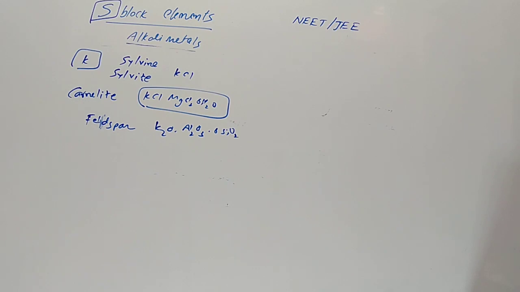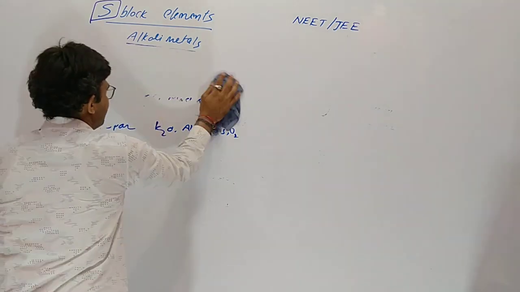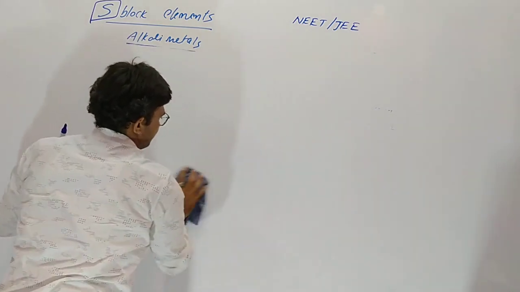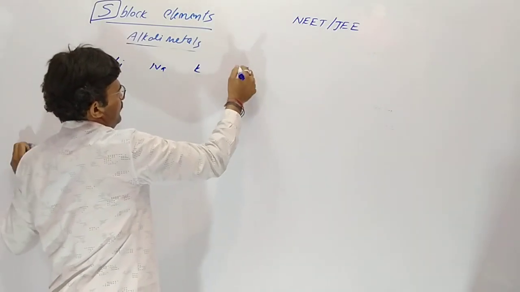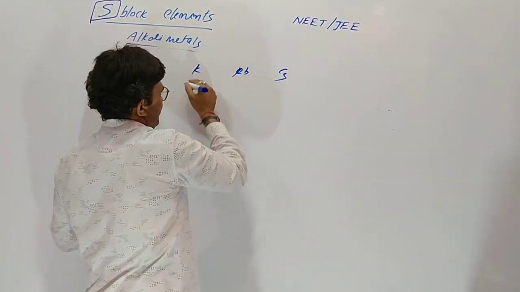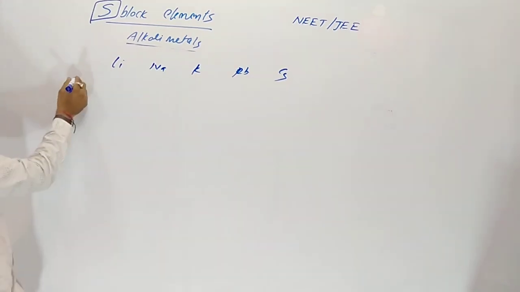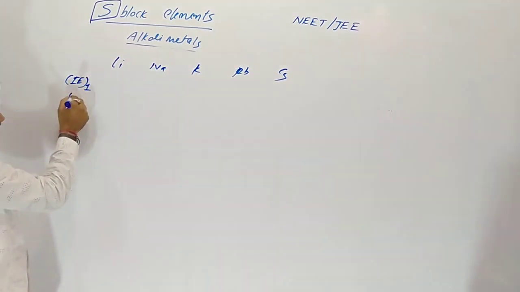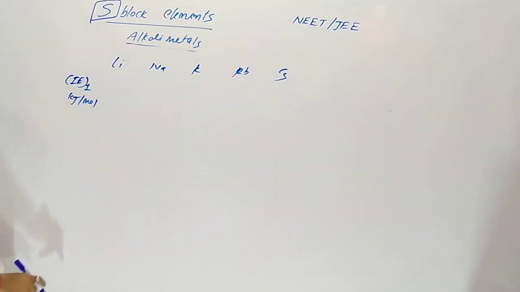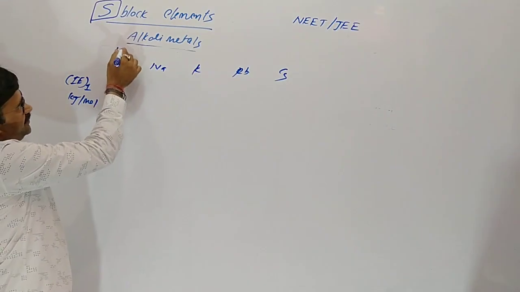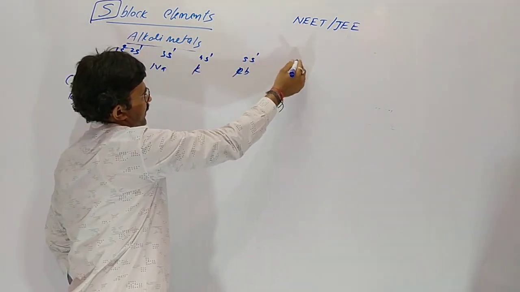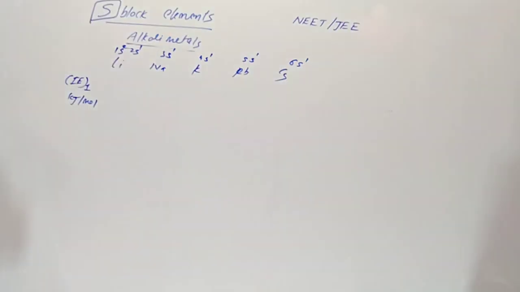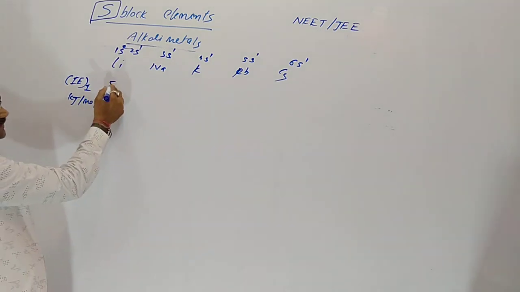Ionization enthalpy. In group number 1, the elements are lithium, sodium, potassium, rubidium, cesium, then francium. Francium is radioactive. IE1 means the first ionization enthalpy in kilojoule per mole. Here is 1 electron but in 2s, here 3s, 4s, 5s and 6s. From top to bottom, ionization enthalpy decreases: 520.